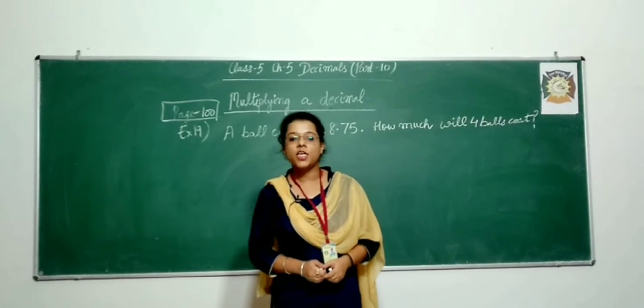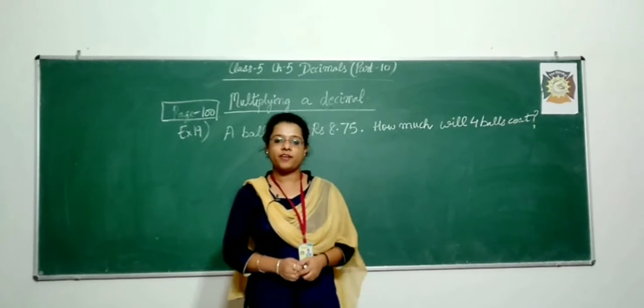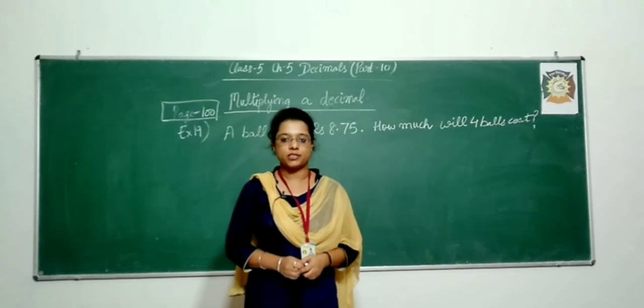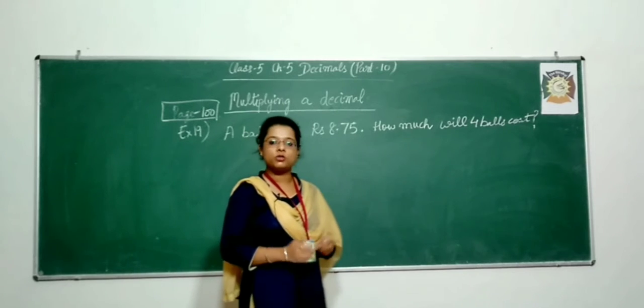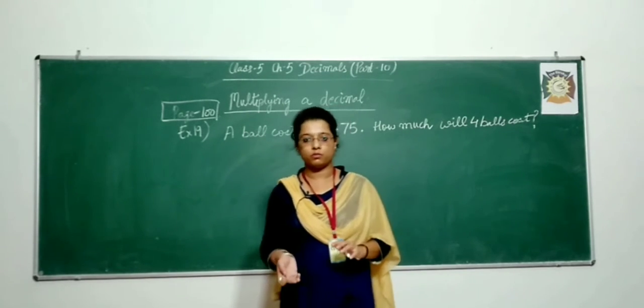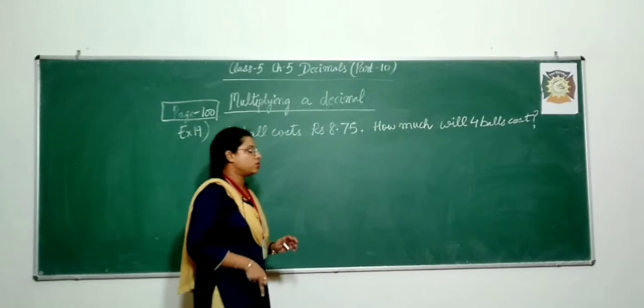Namaste Gurukulians. Today we are going to continue our chapter 5 decimals, and the topic that we are going to start today is multiplying a decimal. Today we will learn how to multiply a decimal number with a whole number, or a decimal number with a decimal number, right? These two types we are going to do.